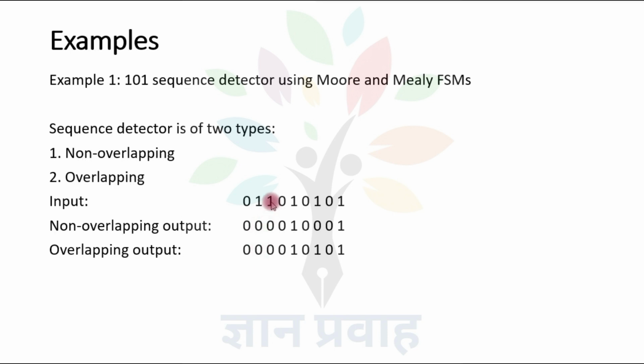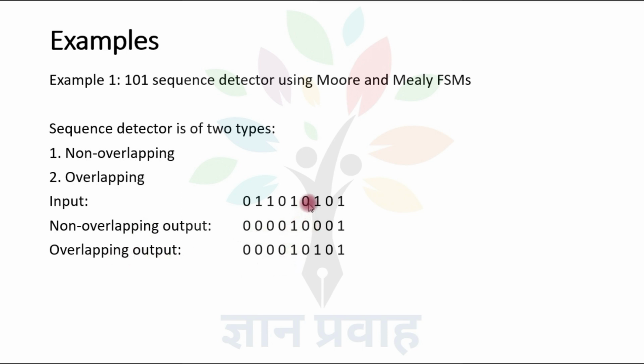When we receive the next input bit, that is 1, then the 3-bit sequence will be 0 1 1. That is not the desired sequence. It means the output will be 0 for both non-overlapping and overlapping outputs. When the next input bit is 0, then the 3-bit sequence is 1 1 0. It is again not the desired sequence. It means the output will be 0. When the next sequence bit of the input signal is 1, then the 3-bit sequence is 101. That is the desired sequence detection. It means the output will be 1 for both non-overlapping and overlapping outputs.